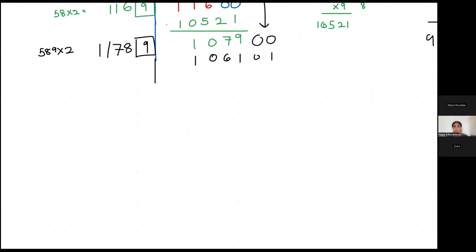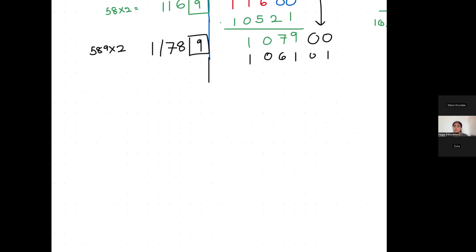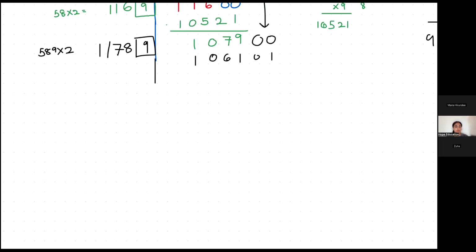Three and four. Okay. There are 32 notes of 20 rupees and 50 rupees in the till, totaling 1,240. Taking the number of 20 notes as x and 50 notes as y, form a pair of simultaneous equations for the above information. Solve the above equations. Okay, simultaneous equations. Let me get the question to the whiteboard.